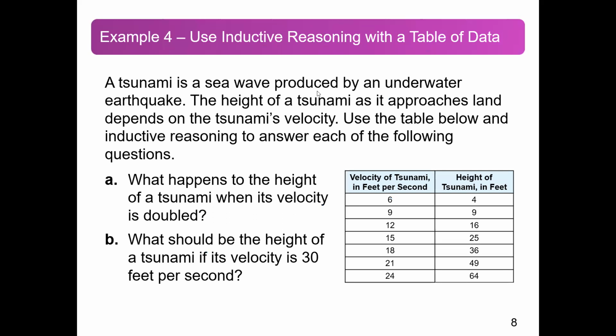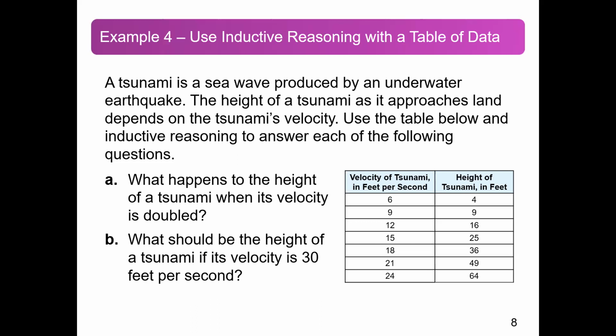In this example, you use inductive reasoning based on a table of data. A tsunami is a sea wave produced by an underwater earthquake. The height of a tsunami as it approaches land depends on the tsunami's velocity. Use the table below and inductive reasoning to answer each of the following questions. What happens to the height of a tsunami when its velocity is doubled? What should be the height of a tsunami if its velocity is 30 feet per second?